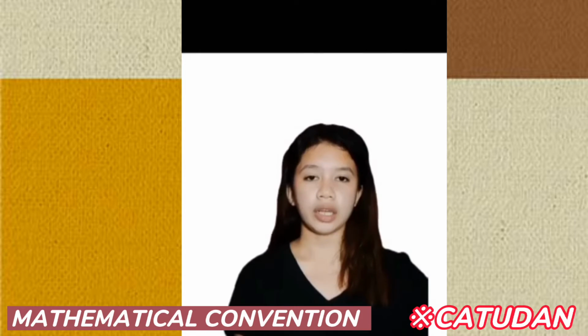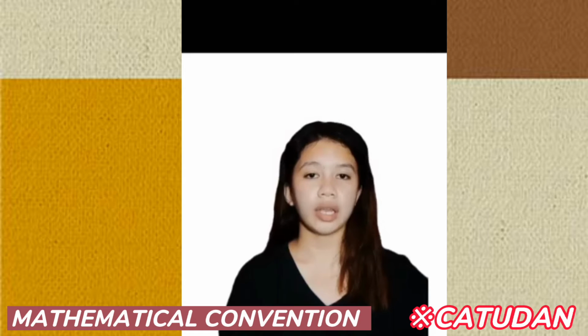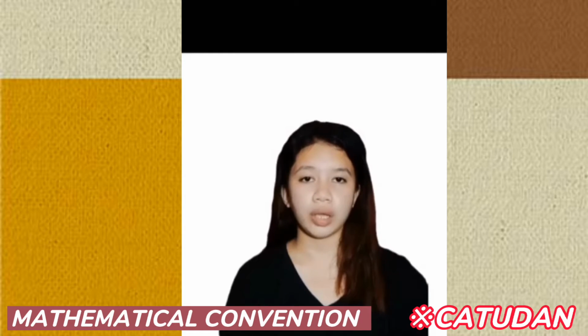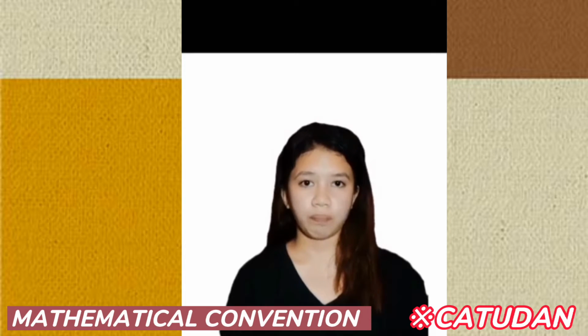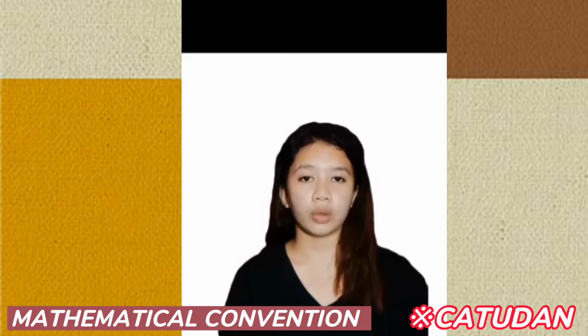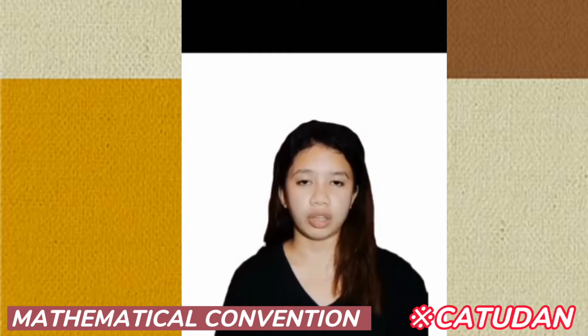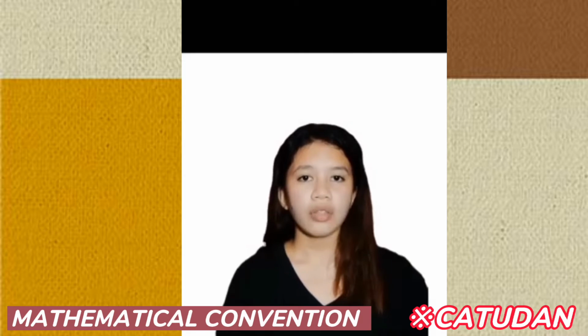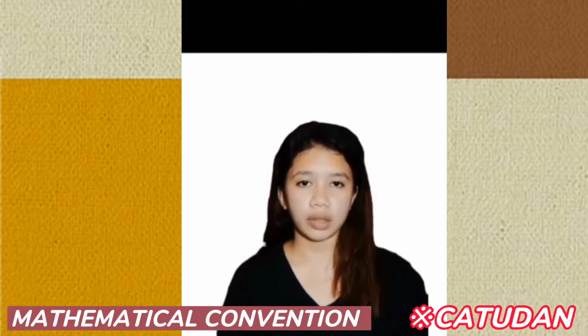A mathematical convention is a fact, name, notation, or usage which is generally agreed upon by mathematicians. For instance, the fact that one evaluates multiplication before addition in the expression 2 plus 3 times 4 is merely conventional. There is nothing inherently significant about the order of operations.